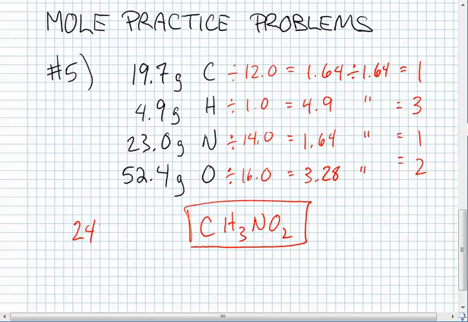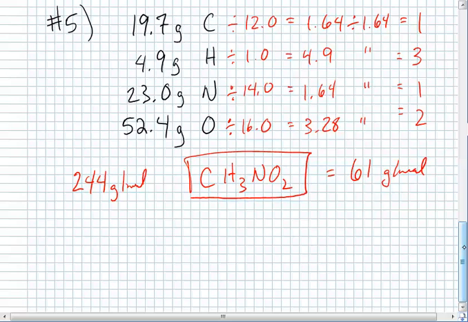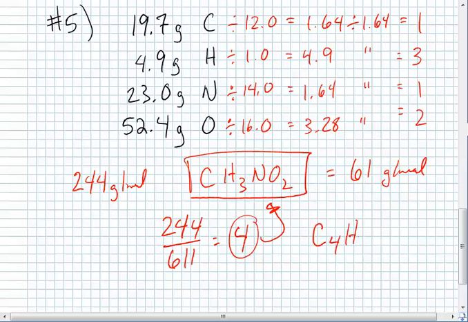Now, the question was asking, though, for the molecular formula, and they tell you that the molecular mass is 244 grams per mole. Well, the empirical formula mass for this particular compound is 61 grams per mole, and so we know that our molecular formula is just going to be some multiple of 61, and to figure that out, we just go 244 divided by 61, which is 4, which means I multiply this formula by 4. So in other words, C4H12N4O8. Sorry, there you go.